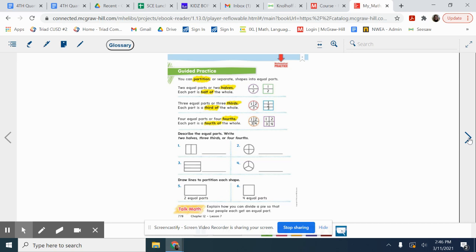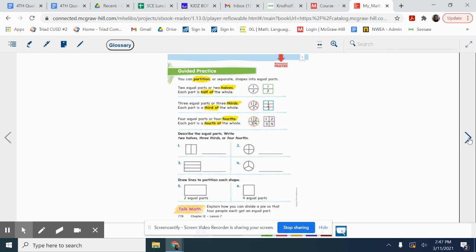And then they took the square and they broke it in half. It's two equal pieces. And if you break it in half, we call that 1/2. And we write that 1 line 2 or 1/2. Next, they have three equal parts or 3/3. Each part is a third of the whole. So notice that they broke the circle up into three equal parts, and then they broke the square up into three equal parts. We write that 1 line 3 or 1/3 if it's 1/3 of it.